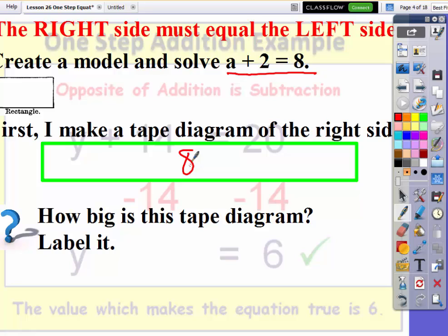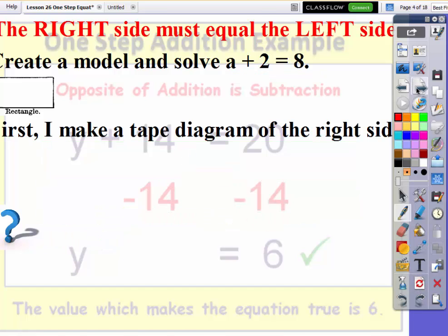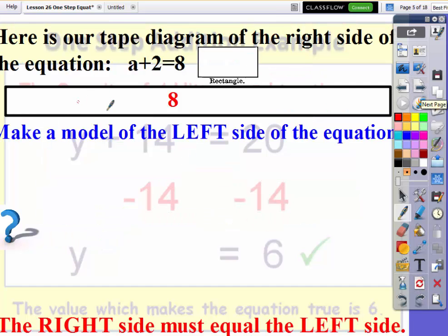How big is my tape diagram? Well, I just know it's 8 because that's all there is on this right side. So I'm going to focus now on my next part. Here's our tape diagram that we just made. Now we need to make a model of the left side.